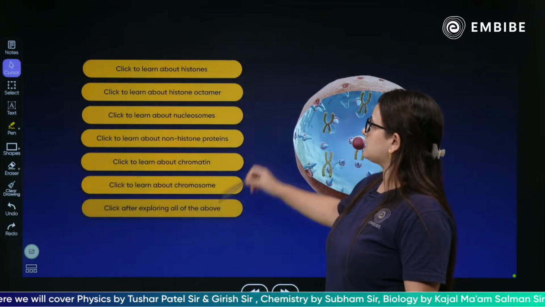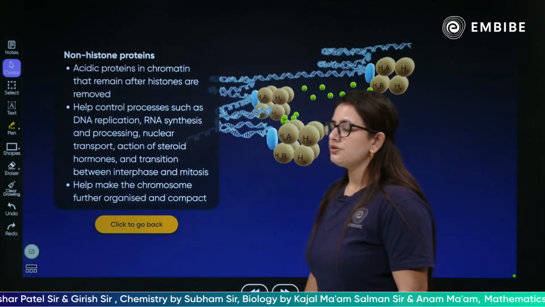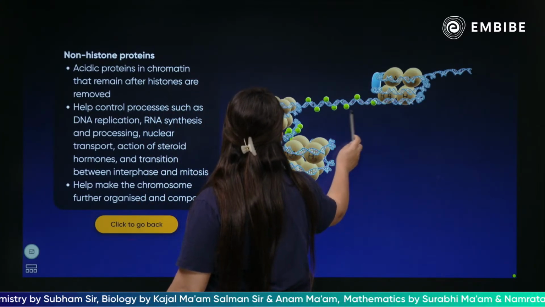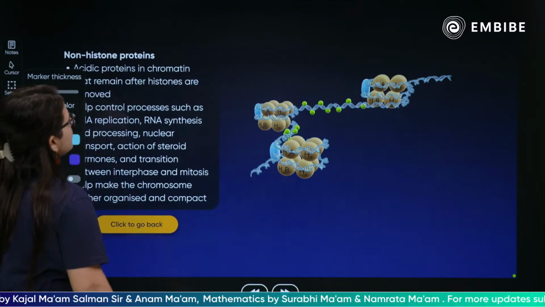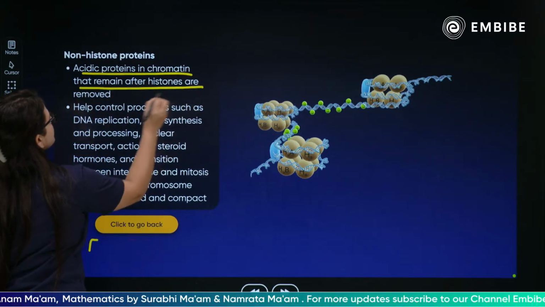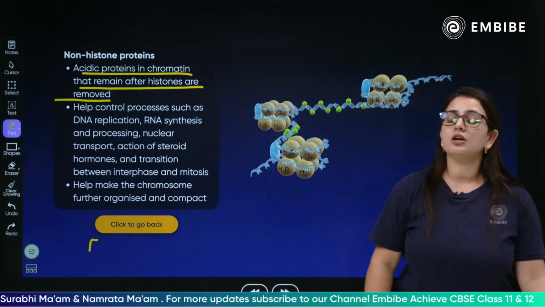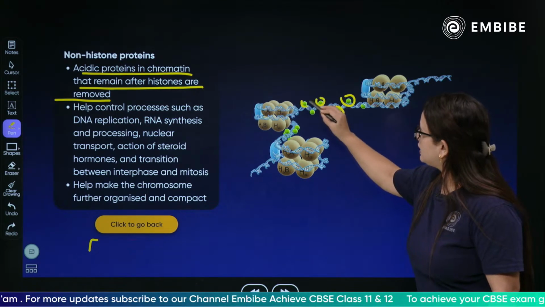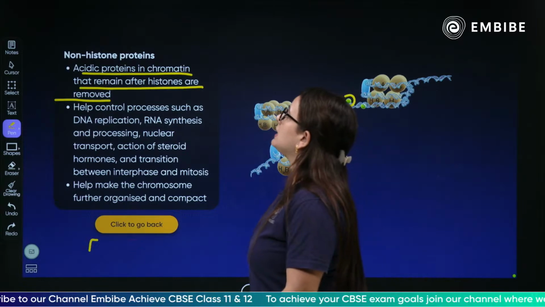What we have discussed so far: histone, octamer, nucleosome. Let's discuss non-histone protein. So, what is a non-histone protein? These green dots, can you see that? That is your non-histone protein. These are acidic proteins in the chromatin which remain after histones are removed. Even if the histones are removed, these acidic non-histone proteins will always remain attached to the DNA.